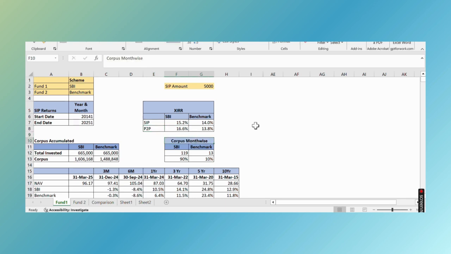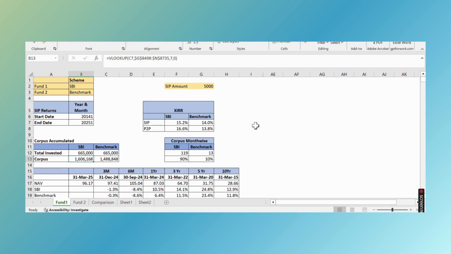Also, another thing we try to look at is the consistency with which the fund is beating the benchmark. So here what we've done is look at the corpus at the end of each month as to which fund generates the higher corpus. In 11 years, we'll have a total of 132 months, out of which we see here that SBI has been ahead in 119 months, or you can say 90% of the time.